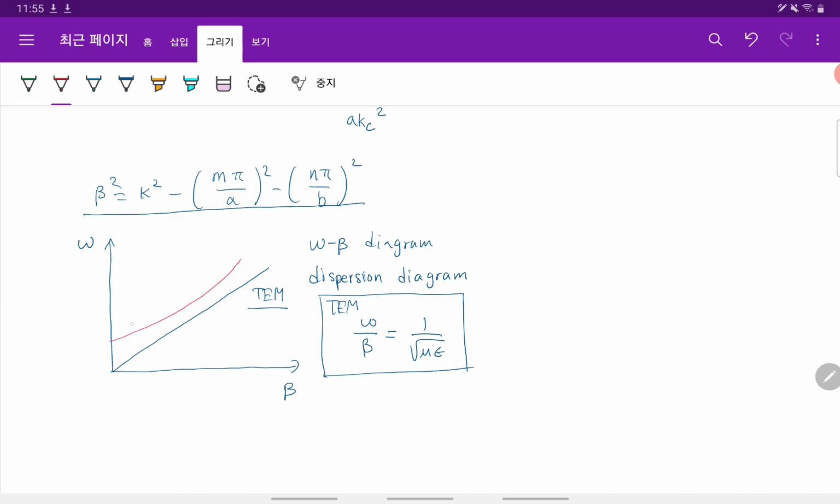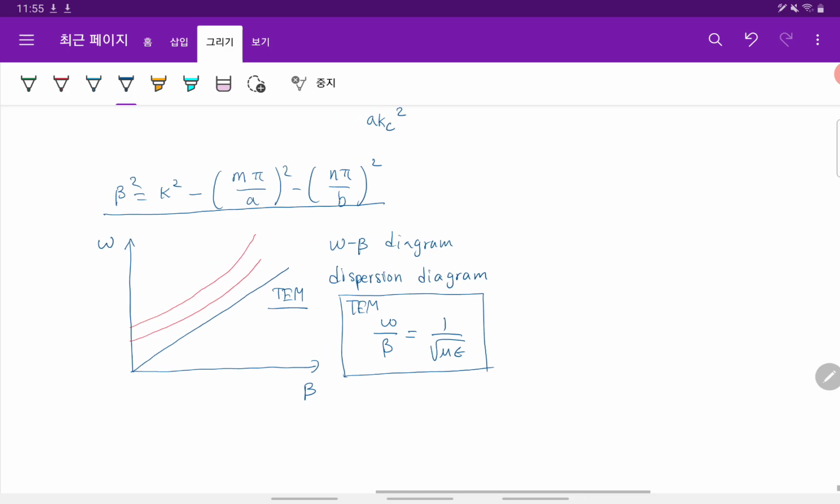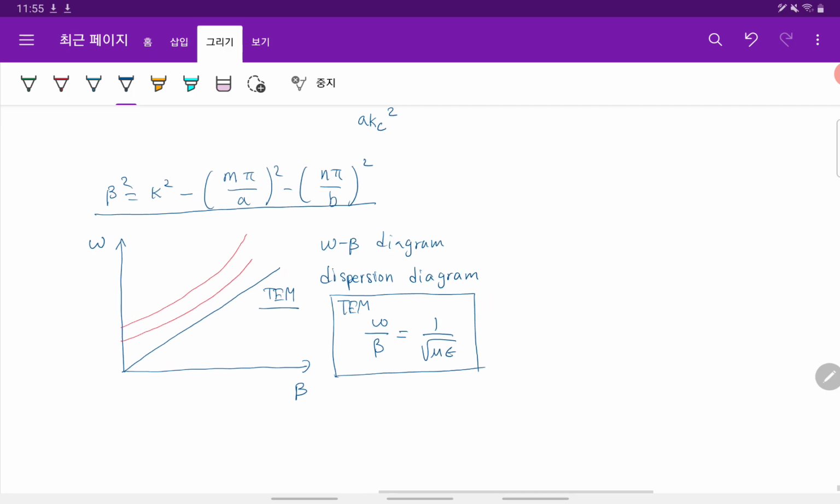So as the mode number M, N increases, this will be moved like this. I'll give you assignments, homework, to let you draw with specific numbers A and B and M and N, so you can practice and draw by yourself.